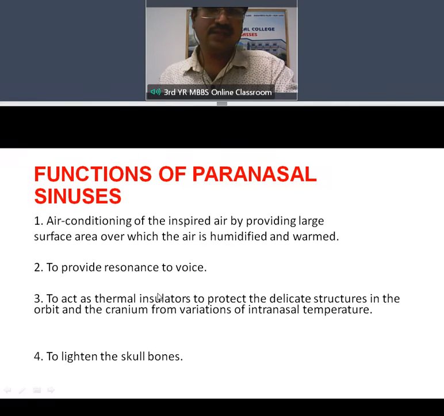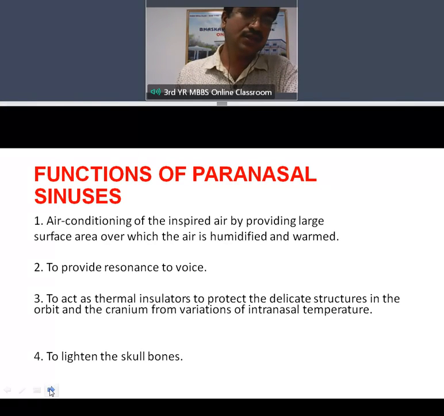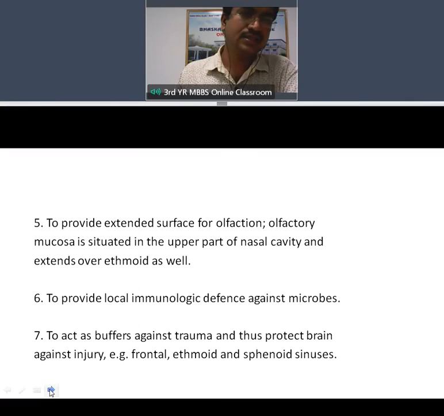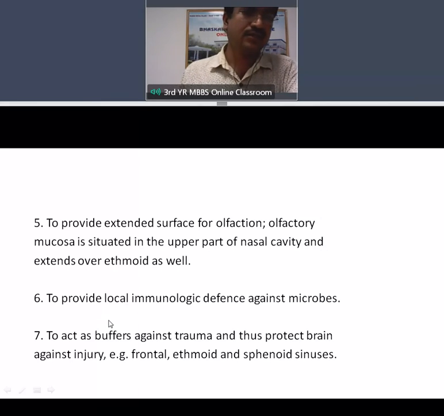It acts as a thermal insulator to protect the delicate structures in the orbit and the cranium. Because these are air cavities, it helps to lighten the skull bones. It also provides an extended surface for olfaction, mainly by the ethmoidal air cells. Ethmoidal air cells have olfactory epithelium lining, so there is more surface for the olfactory function.